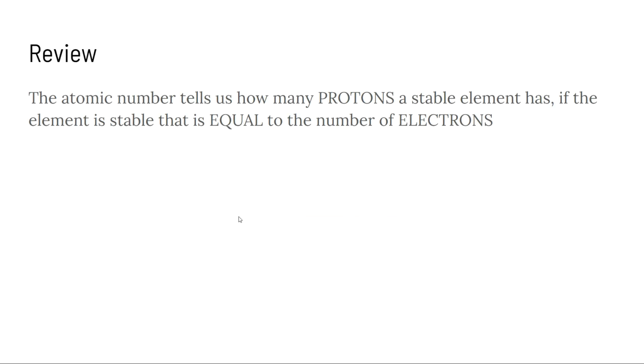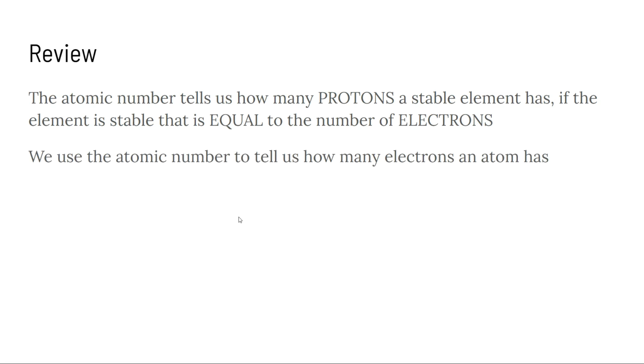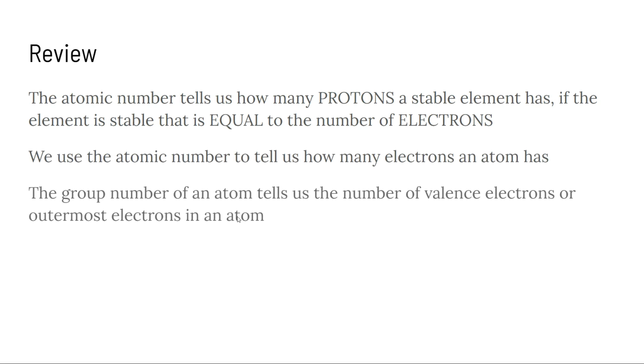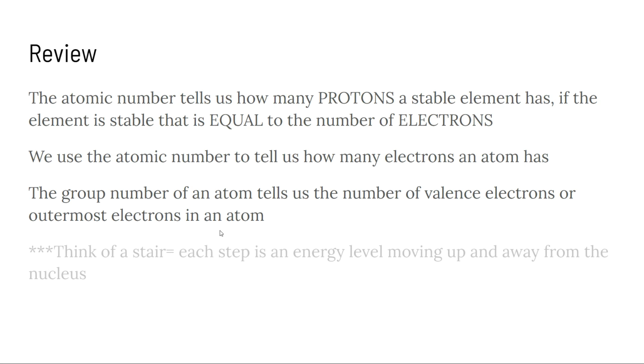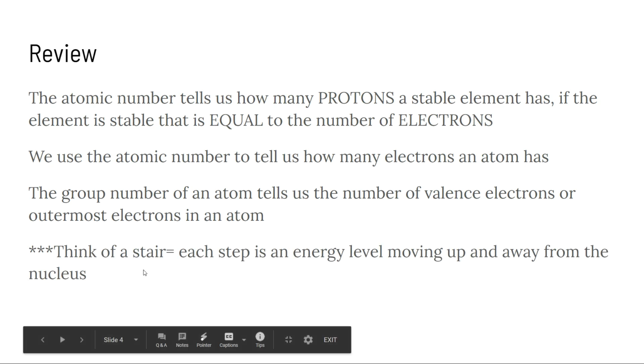Okay, review real quick. The atomic number tells us how many protons a stable element has. If the element is stable, that means it is equal to the number of electrons. It doesn't have a charge, so there's the same number of protons as electrons, right? So we can use the atomic number to tell us how many electrons an atom has. The group number of an atom tells us the number of valence electrons, or the outermost electrons that are in that atom.